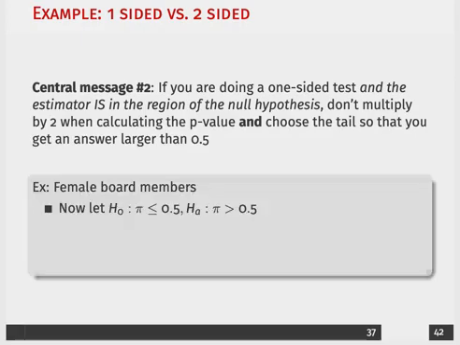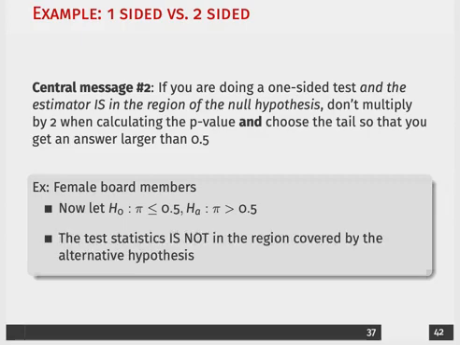So again, going back to the example, if we want to set up our null such that mu is less than or equal to 0.5, our alternate, or true underlying belief, would be that the proportion is actually greater than 0.5. And I think we all know that that's not going to be the case.